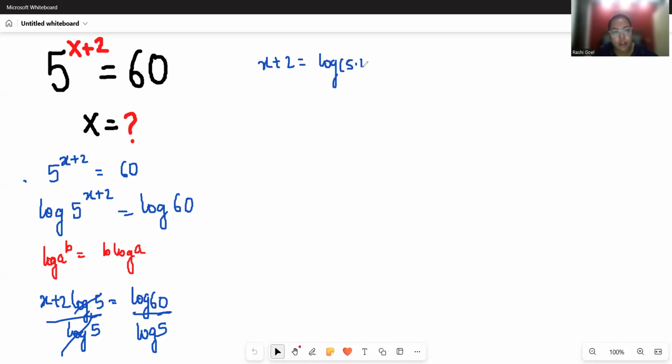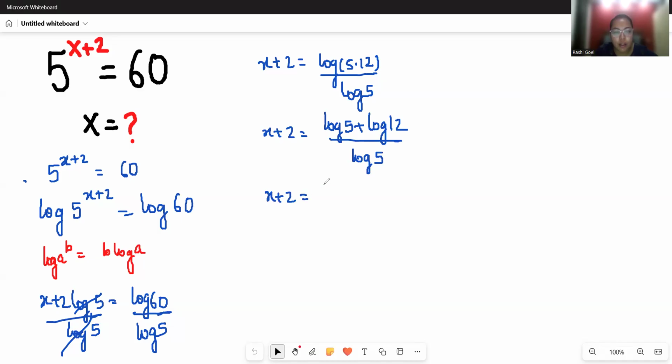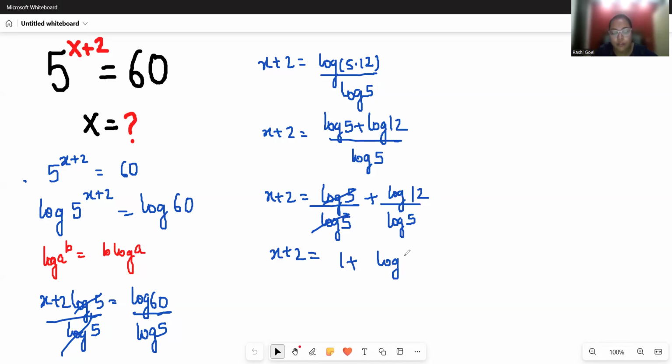I can write 60 as 5 times 12, so x+2 equals (log 5 + log 12) / log 5. So x+2 equals log 5 / log 5 plus log 12 / log 5. So this will cancel out. So x+2 equals 1 plus log of 6 times 2 divided by log 5.